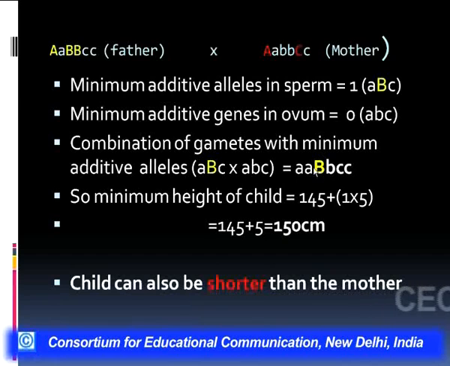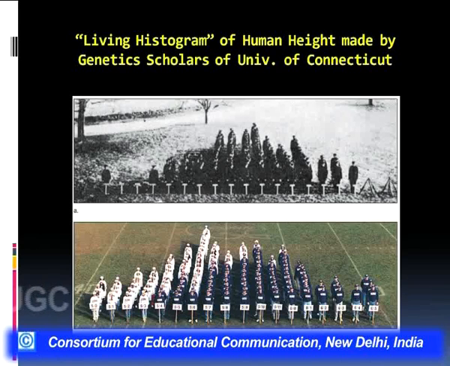So that means we have to add the contribution of just 1 to 145, and that means 145 plus the contribution of 5. A child, regardless of the fact whether it is a daughter or son, because as I said repeatedly, it is not a sex linked character. So a child could even be 150. So the child could even be shorter than the mother.